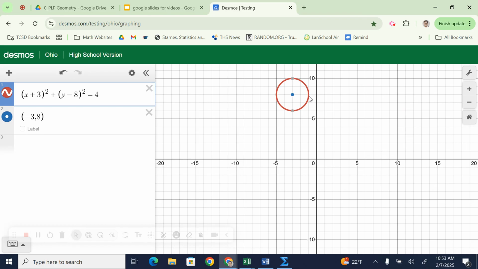All right, so circles in a coordinate plane. Big idea for the state test. Best of luck.